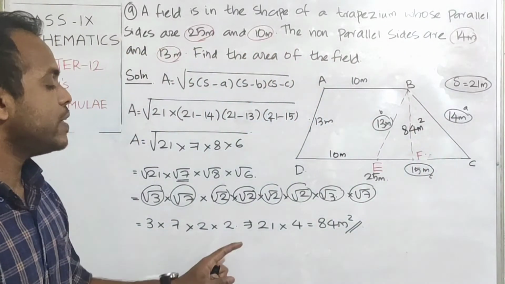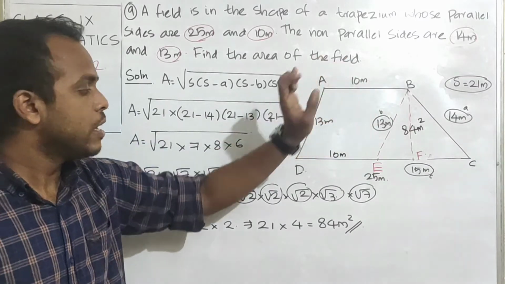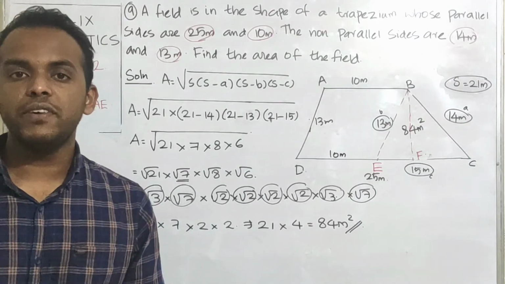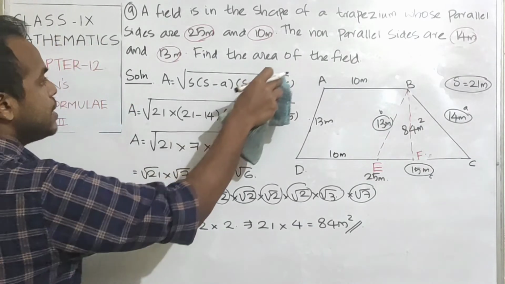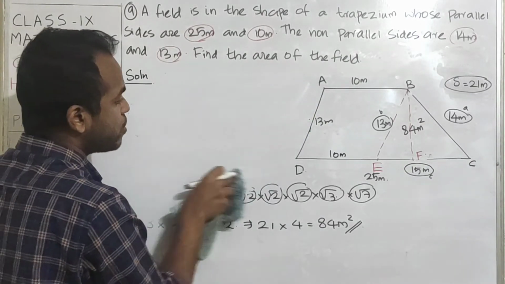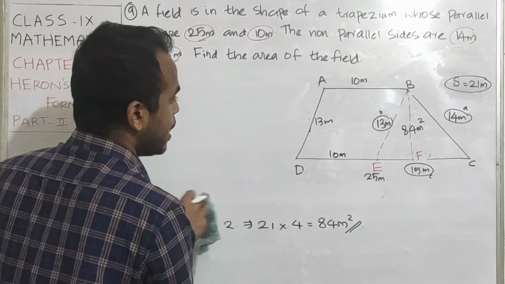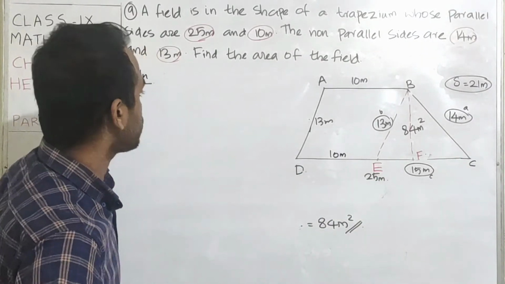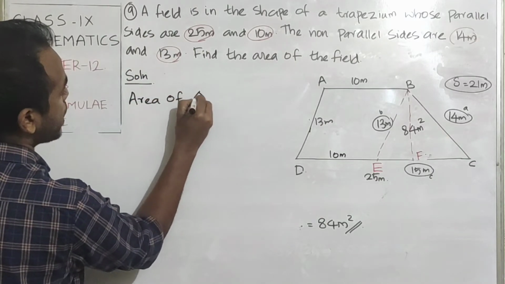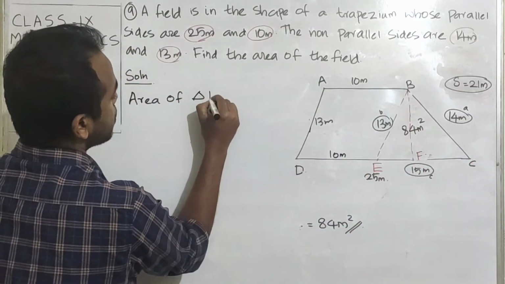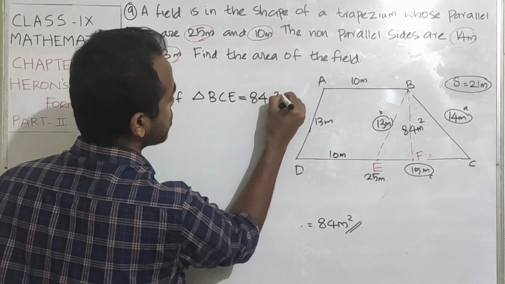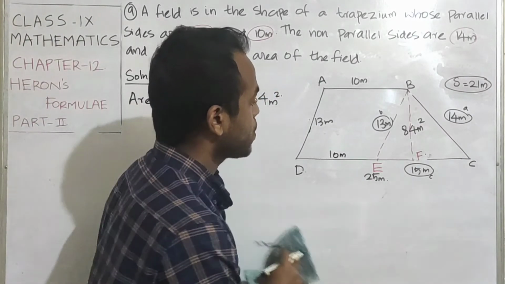This is the area. Now we need to find the area of this particular parallelogram. We can use the equation base into height if we have the height with us, but we don't have the height. Now this is where we need to use our imagination and logic, because we have already found the area of the triangle BCE as how much? 84 meters square. I am going to write area of triangle BCE by Heron's formula. How much did we get? 84 meters square.